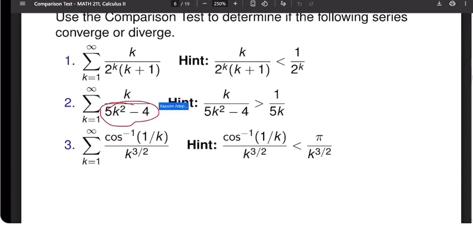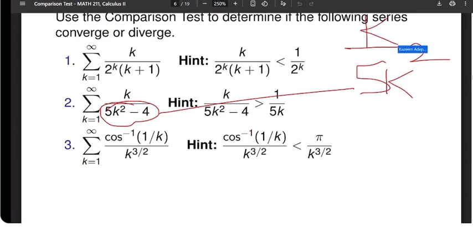Can you see that? Can you see the denominator? When k is large, there's no difference between 5k squared minus 4 and 5k squared. There's no difference between this and this, because you are subtracting 4 when k is big. Does that make sense? Now, if that is what I have, then I will consider k divided by 5k squared. There's a k here, right? k divided by that would be 1 over 5k.